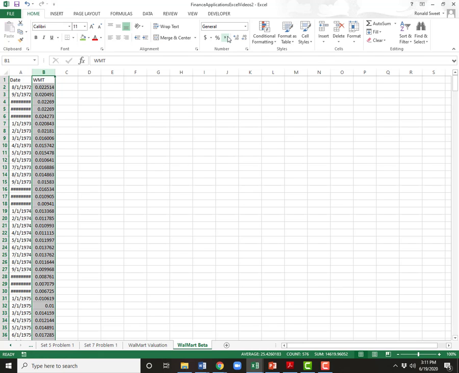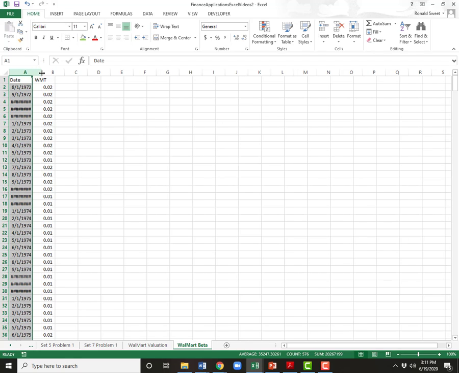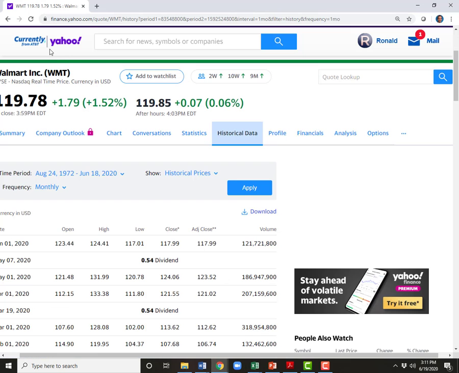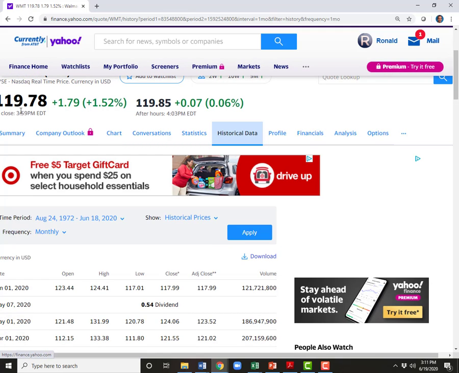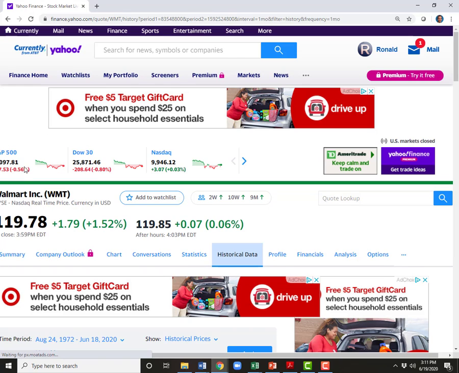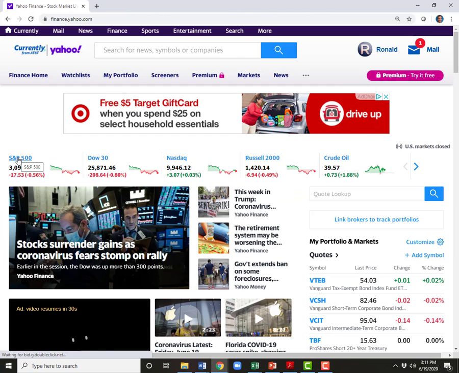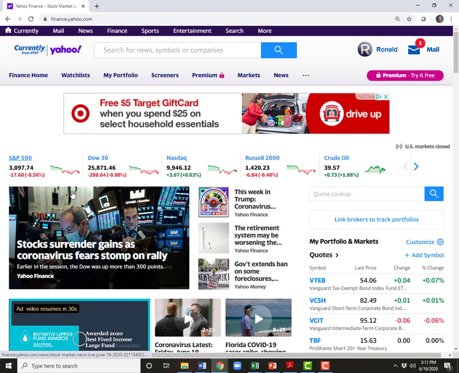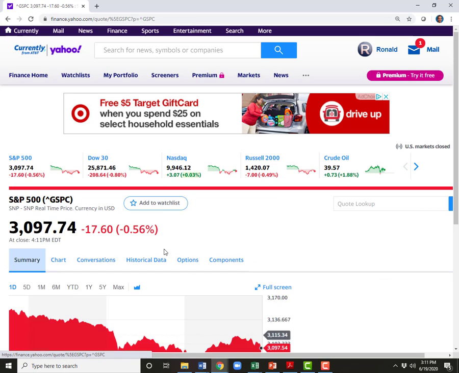I'm going to convert it to percents. So this looks a little better. We get the dates out there. And remember, look at that date, 8/1/72. So we're going to do 7/31/72 to get the S&P 500. So let's go back to Finance Home. Get the S&P 500. That's down today. It was up early in the morning, and now it's down. Same thing here. We'll get the S&P 500's historical data.